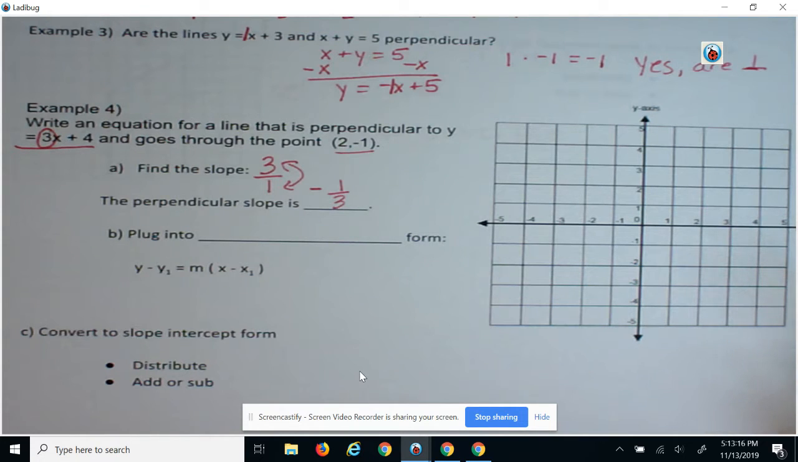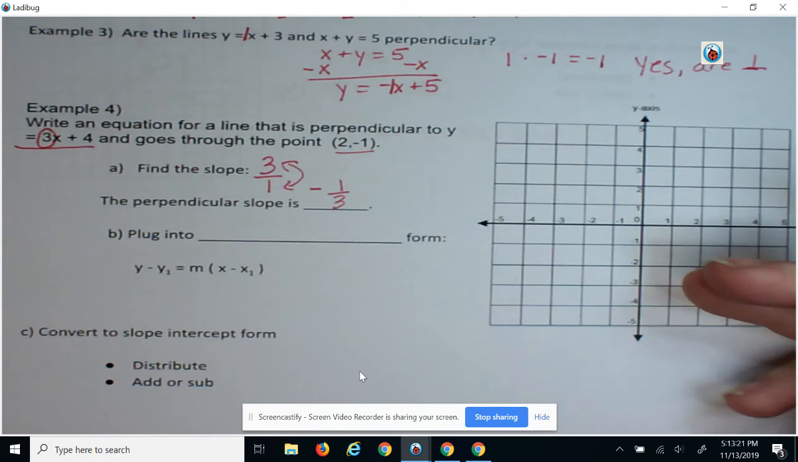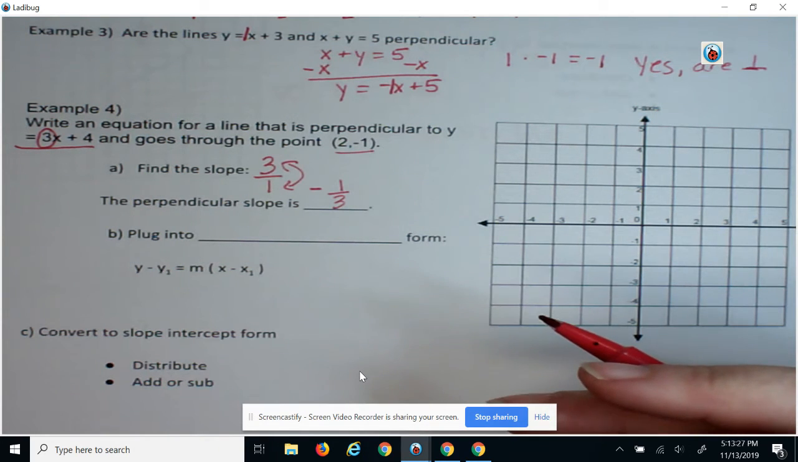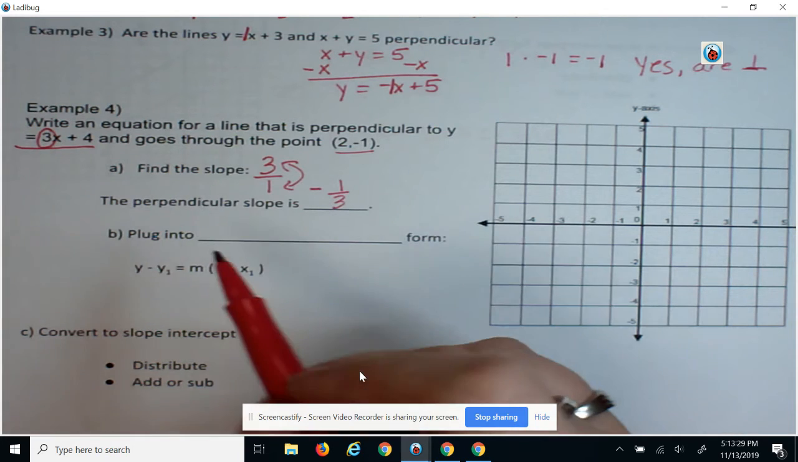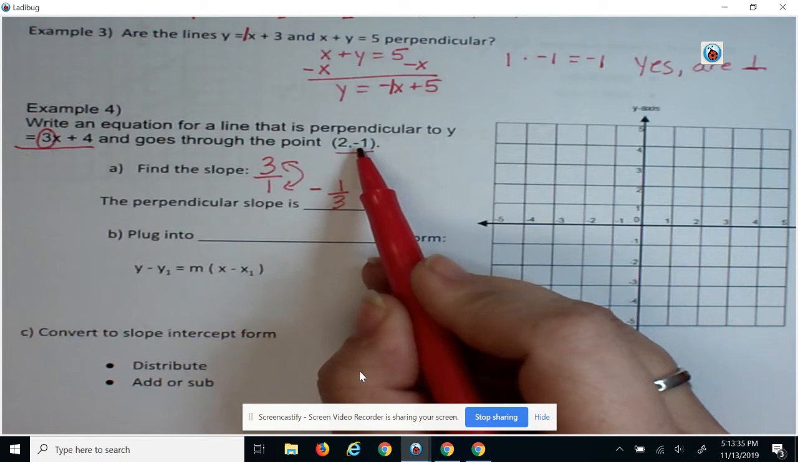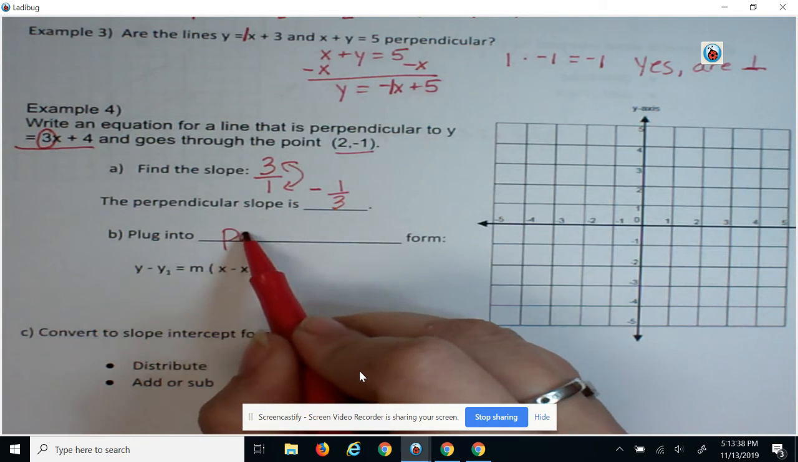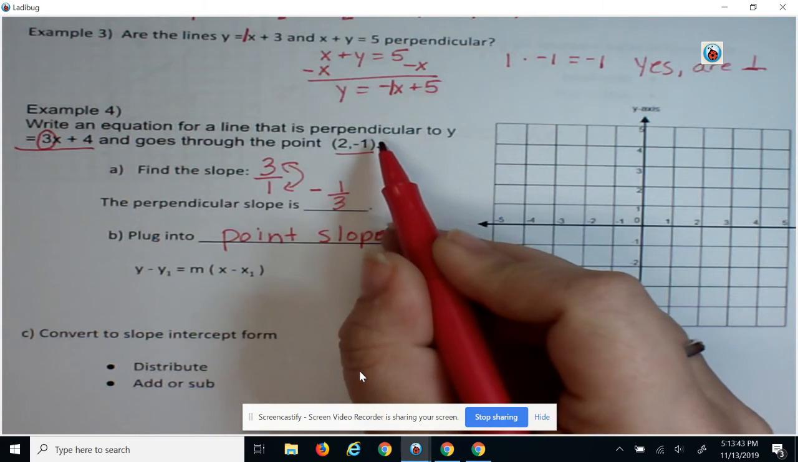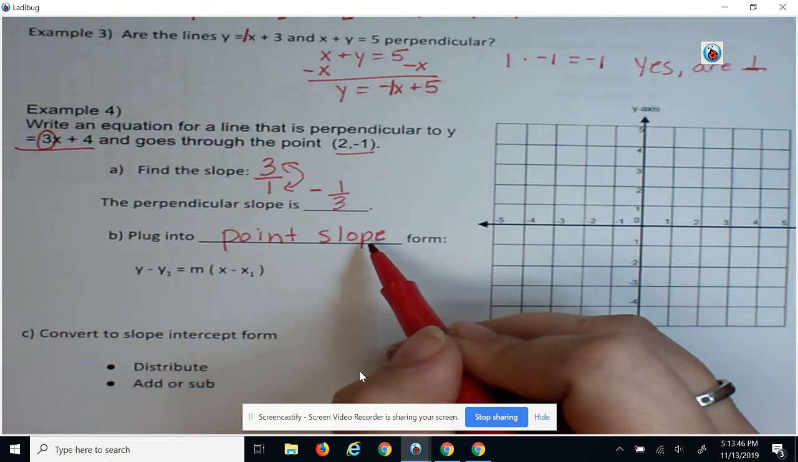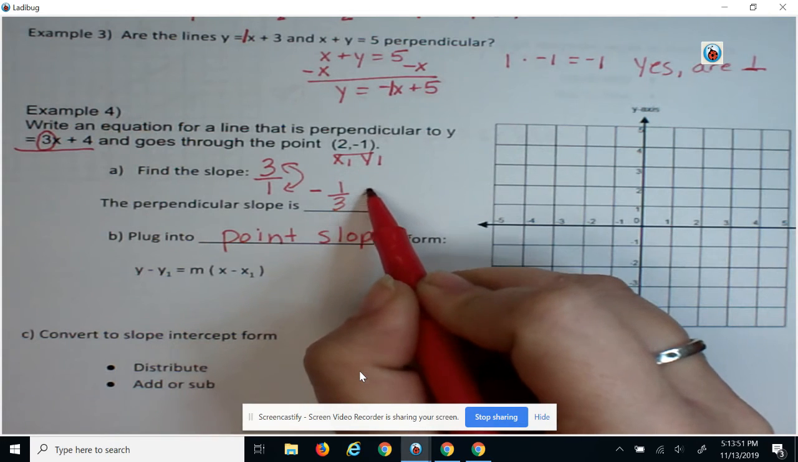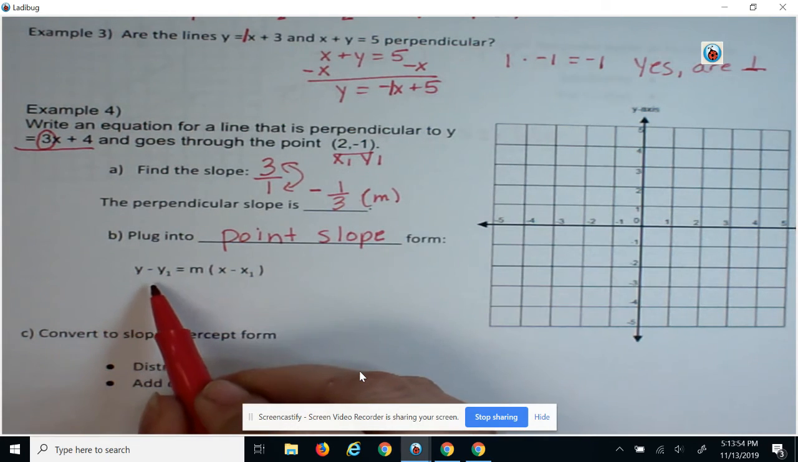Now like we did with parallel lines, you can do it with formulas or you could do it with graphs. I'm going to show you both ways for perpendicular lines and you decide which way you like to do it better. So using a formula, we know the slope and they give us the point that the line goes through. So we can plug it into the point slope form. I know a point and I know a slope, I can use the point slope form. So here's my x1 and y1. This is my m. I'm going to plug it into my formula.